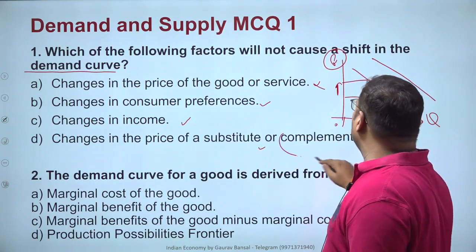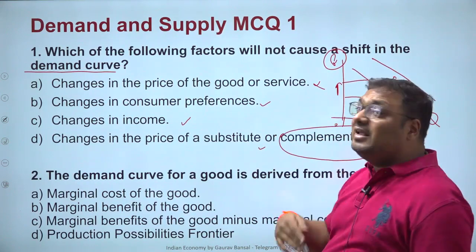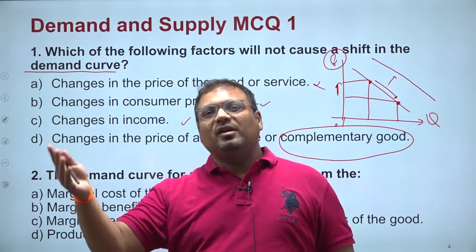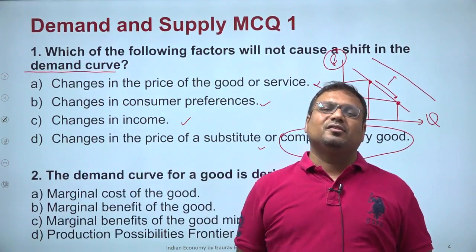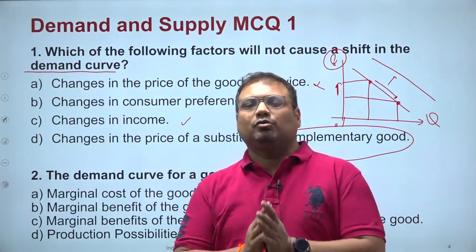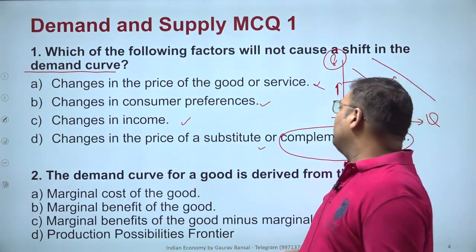Complements which must be used together. For example, ink and fountain pen. These are complementary. If suddenly demand for fountain pen will increase in society, automatically demand for ink will also increase. So those are supplementary and complementary products.